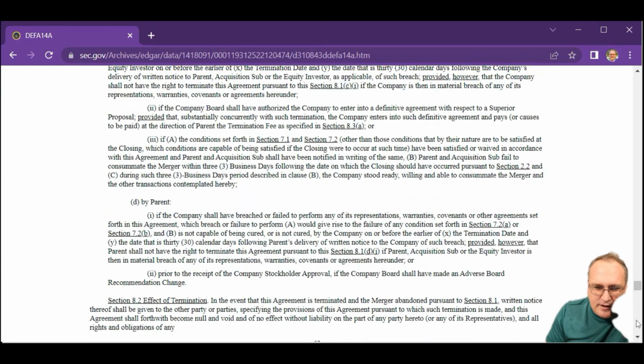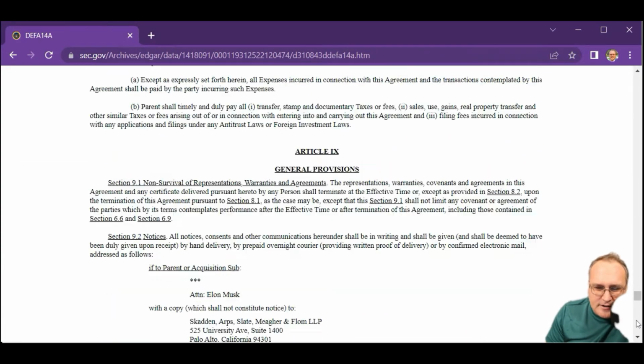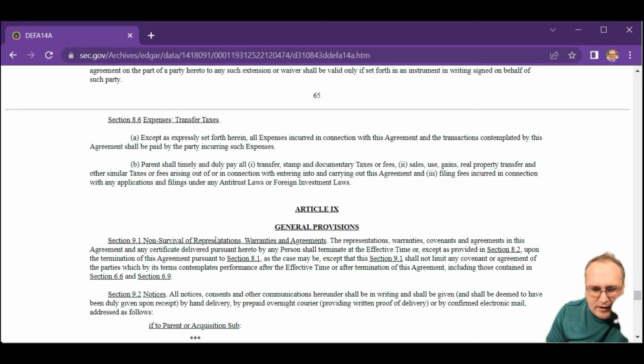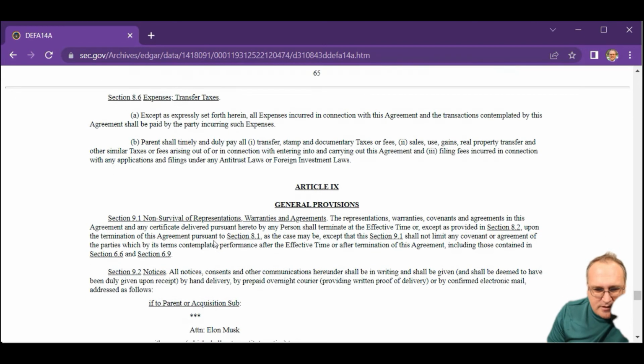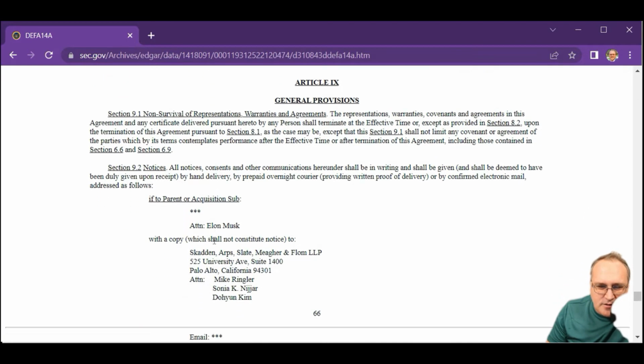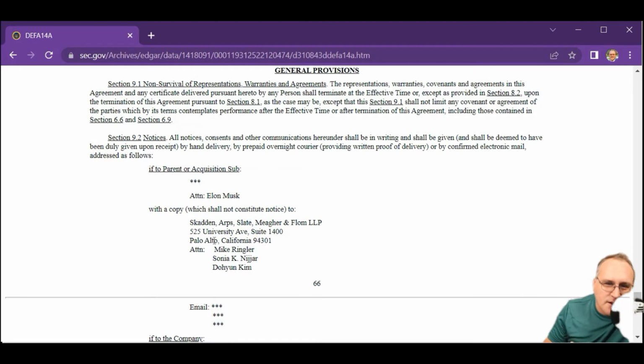All right, so now we're getting down to Article 9 as you watch me scroll on the screen here. Let's talk about some of these, quote, boilerplate provisions, why they're important. And this may also give you some ideas for revising them in terms of the contracts that you will be entering into. All right, so the first one is non-survival of representations and warranties.